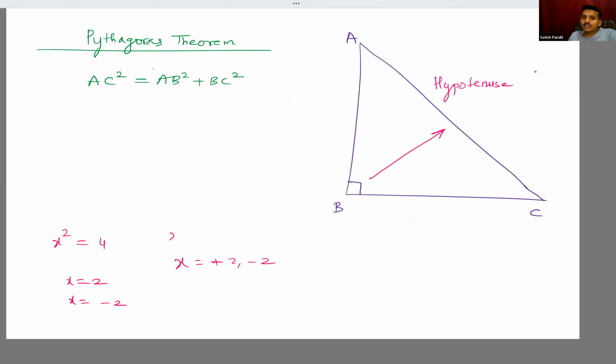And when will we get that? Only if you put plus and minus root of 4. Then only you'll get plus and minus 2. Plus and minus 2 means plus 2 and minus 2. Both will come. And it is coming because the square of a negative number is also positive. That is why whenever you're taking a square root, you should take both plus and minus. Now here, a negative answer is not required. So generally in many books, they don't actually write this minus.